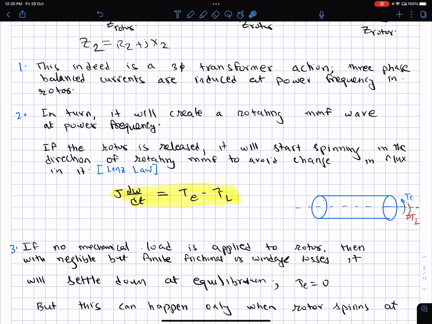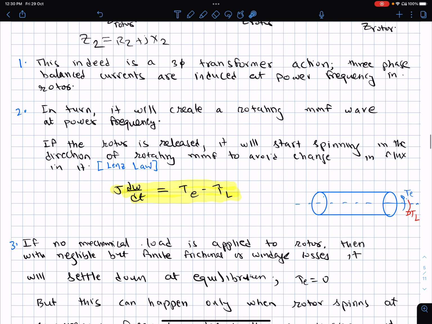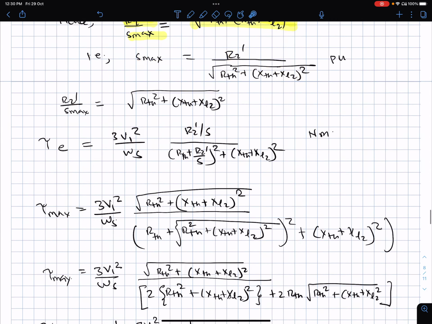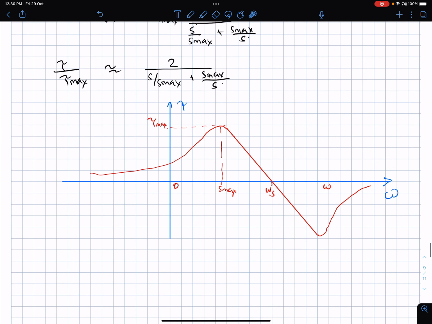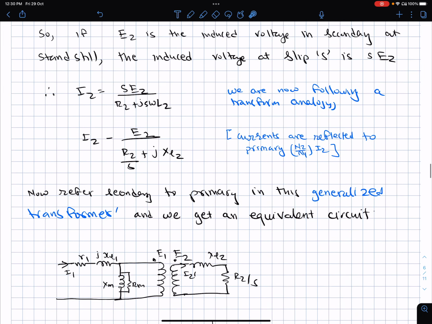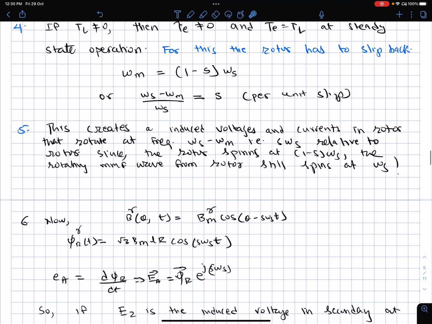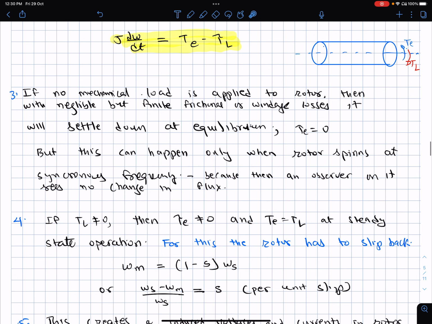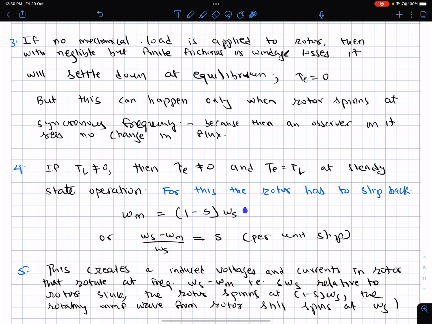So the moment you connect, assume that for the sake of simplicity you have brought the machine to synchronous speed, and now you connect some small load to it. The moment you connect the small load, it will start decelerating, and therefore on the speed line its direction will become like this. When it starts decelerating, then immediately there is a rate of change of frequency.